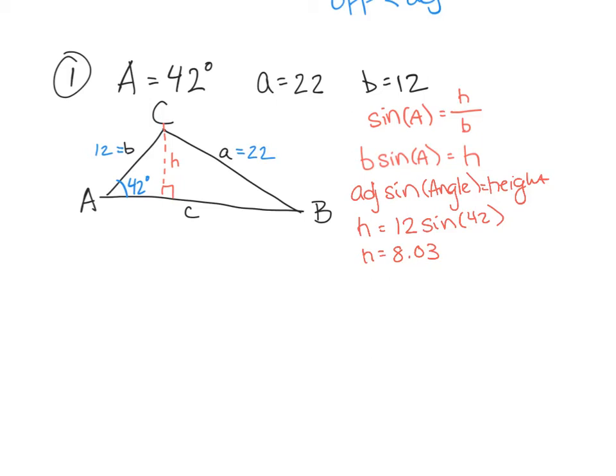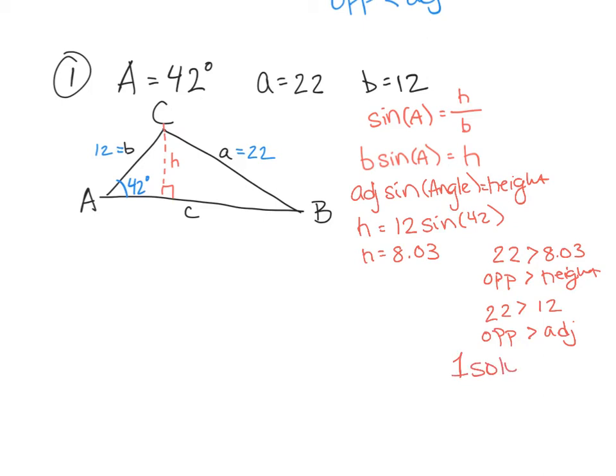Let's see. I'm actually going to do this the other way. 22 is greater than 8.03. Okay, so my opposite side is greater than my height. Cool. We know it makes at least one solution. Let's keep on checking. 22 is also greater than 12, or our opposite side is also greater than our adjacent side. So I can see here that since my opposite side is greater than my height, and my opposite side is also greater than my adjacent side, this is just going to give me one solution.